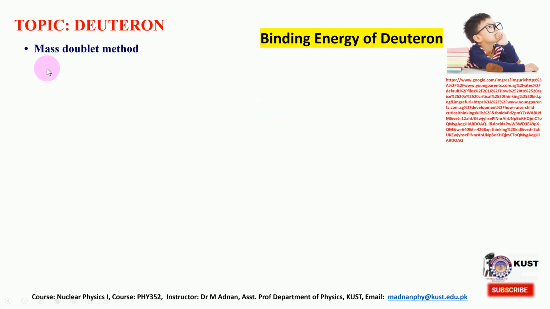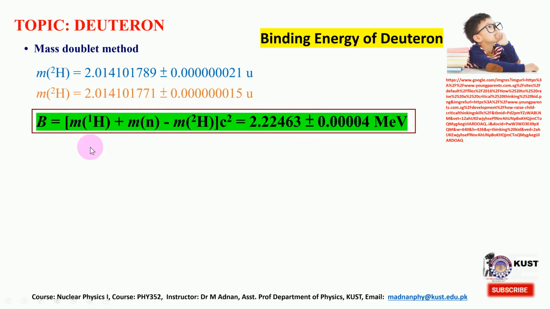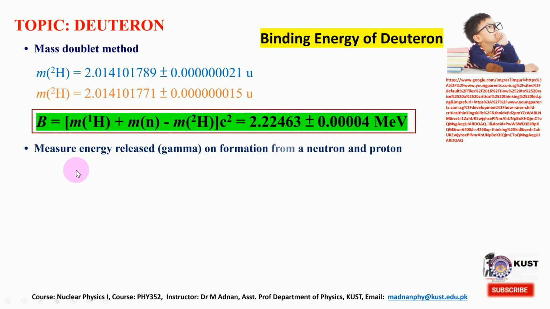So the first method that is given is the mass doublet method, which you calculate in the first part of the course. Once you calculate this mass, you can use that atomic mass to find out this binding energy, as we have discussed in detail in lecture number 9.